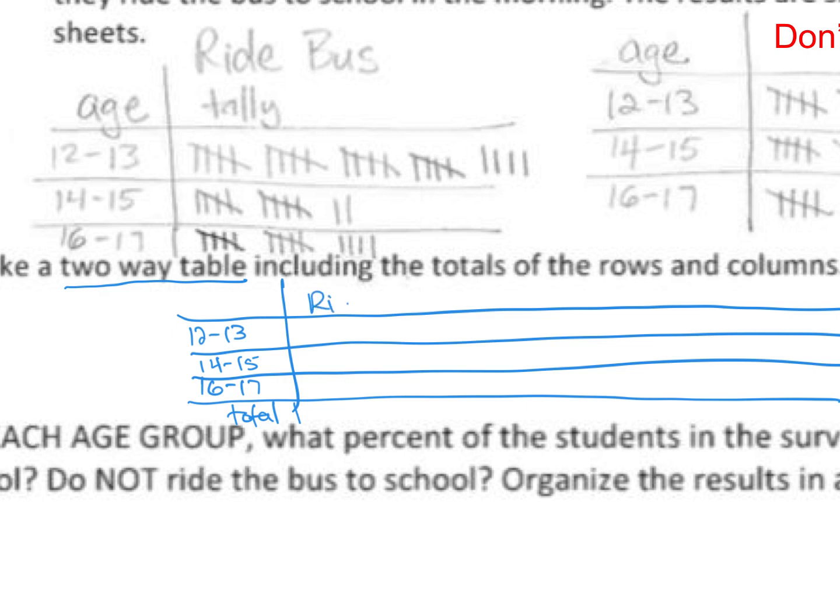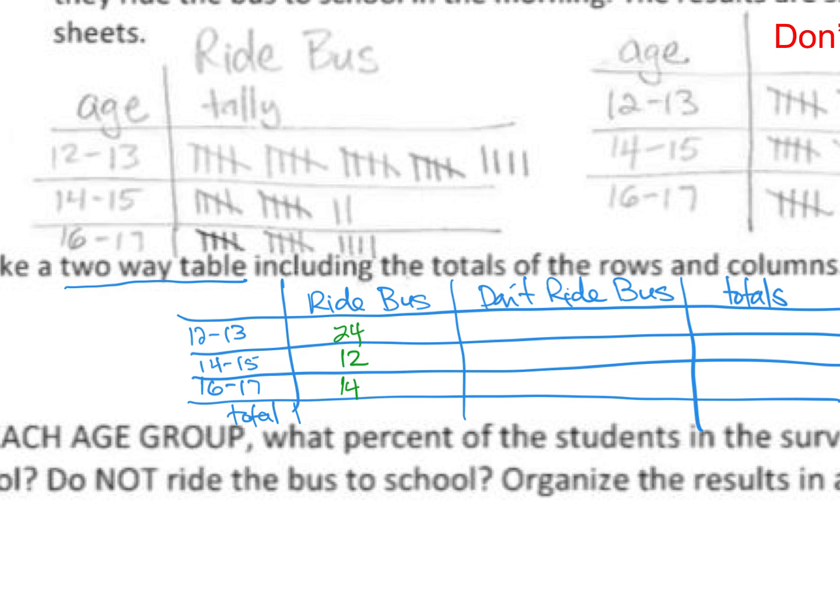So here we have ride bus, don't ride bus, and again our marginal frequency, which is our totals on the side. All right, so that's 5, 10, 15, 20, and then 1, 2, 3, 24. So in there, we're going to go ahead and put in 24. And then 14 to 15, 5, 10, there's 12. All right, 16 to 17, 5, 10, and 14.